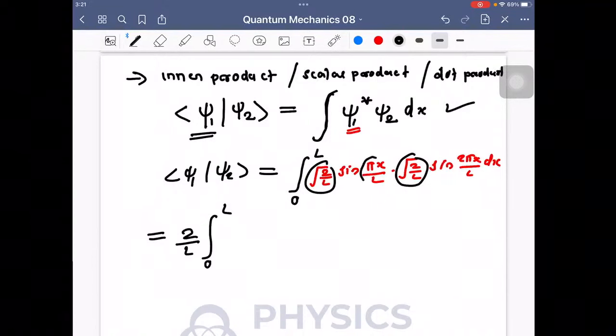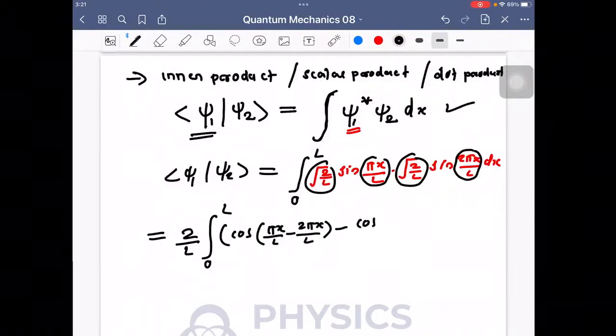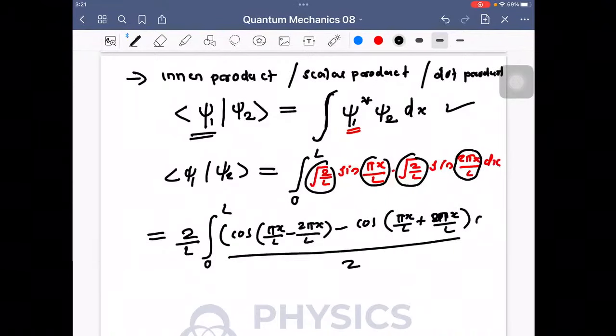Look, sine A into sine B equals cos of A minus B minus cos of A plus B, upon 2. So here A is pi x upon L and B is 2 pi x upon L. So we write cos A minus B minus cos A plus B, that is cos of pi x upon L minus 2 pi x upon L, minus cos of pi x upon L plus 2 pi x upon L, upon 2, into dx.